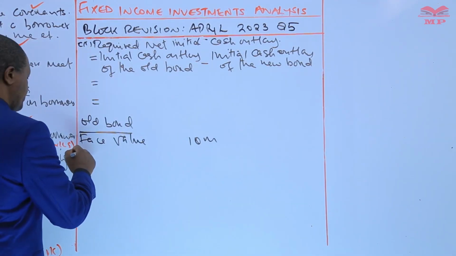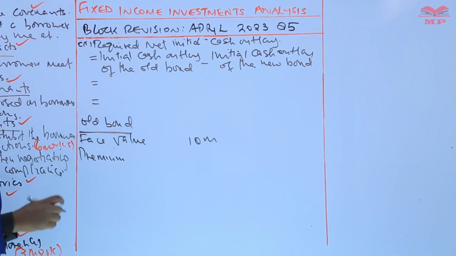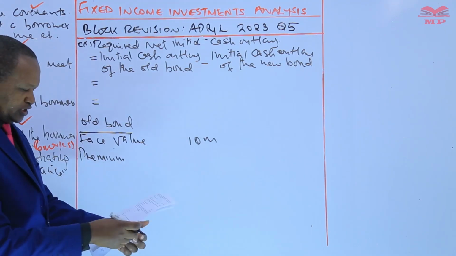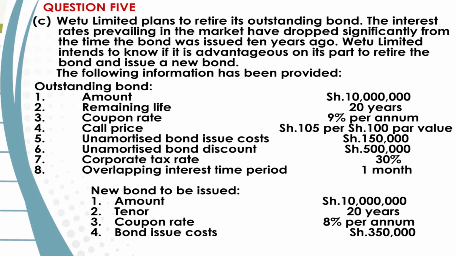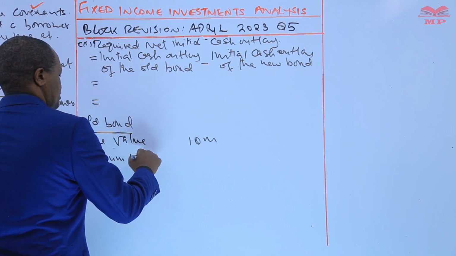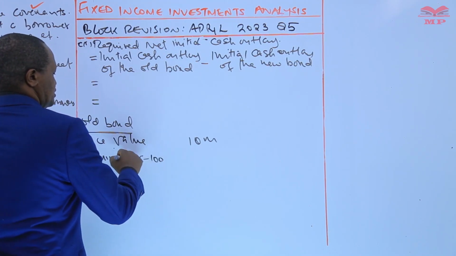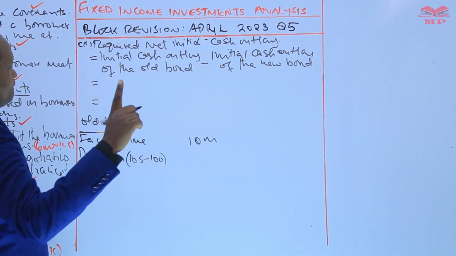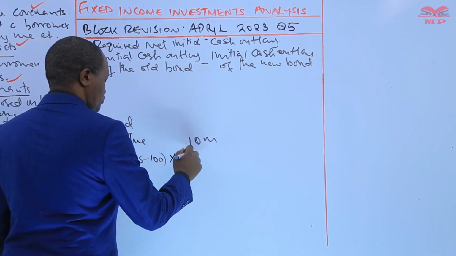Then we'll add the premium. The par value per bond is 100 shillings. The call price, look at the call price. The call price is 105 shillings per bond. The par value is 100 shillings per bond. The premium is 5 shillings per bond. So the premium is 105 minus 100. This is the premium per bond. Then we multiply with the number of bonds.